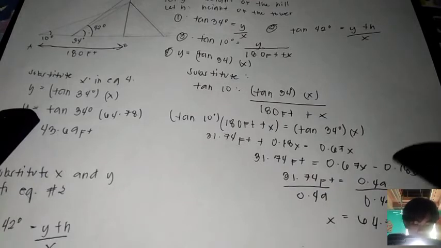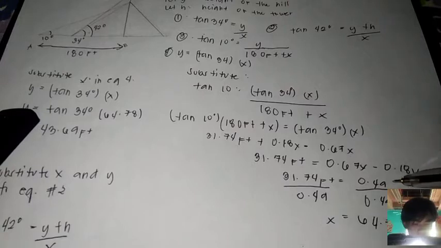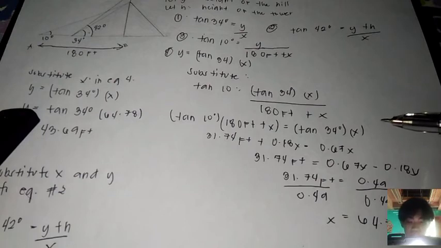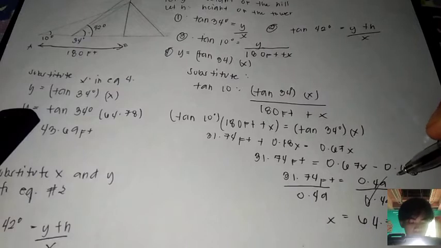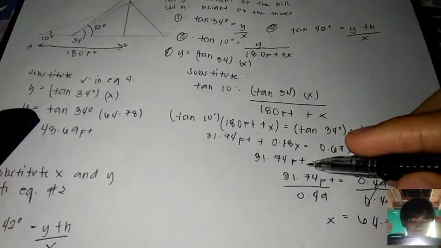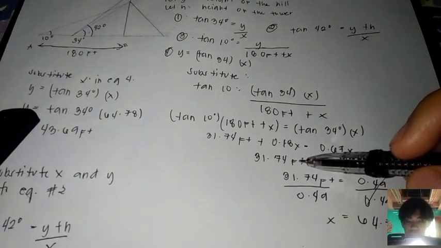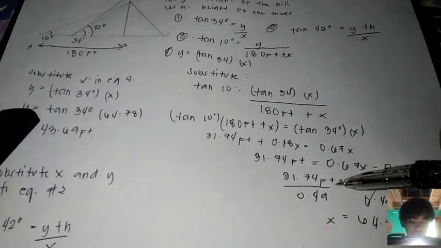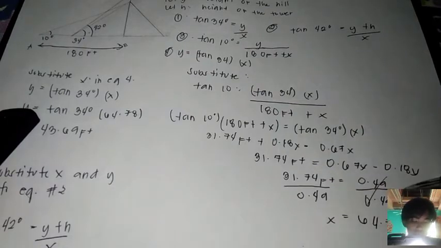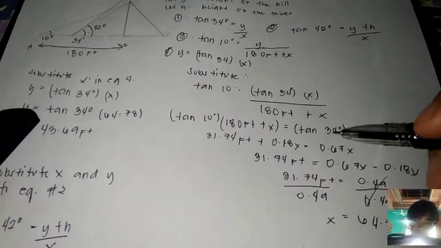So to get the x, we need to multiply each side by the reciprocal of 0.49. So let's cancel this out. So the given will be x, and after that we need to divide the 31.74 feet to 0.49. So we have 64.78 feet.